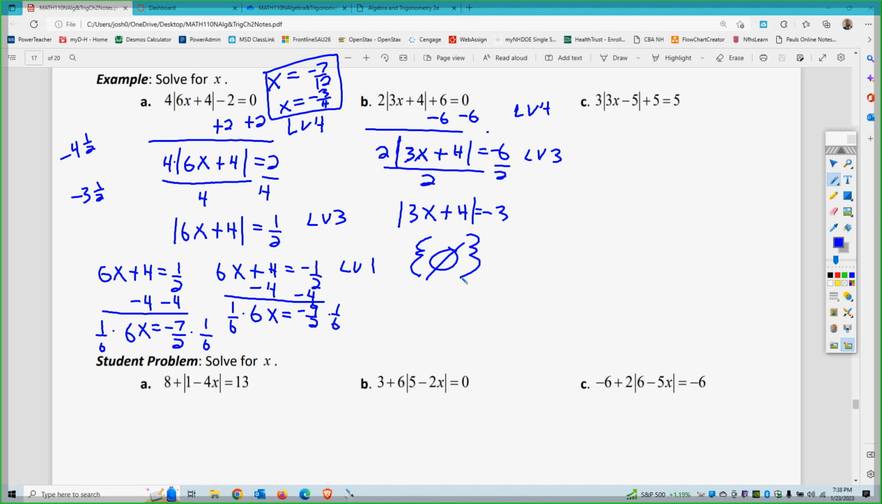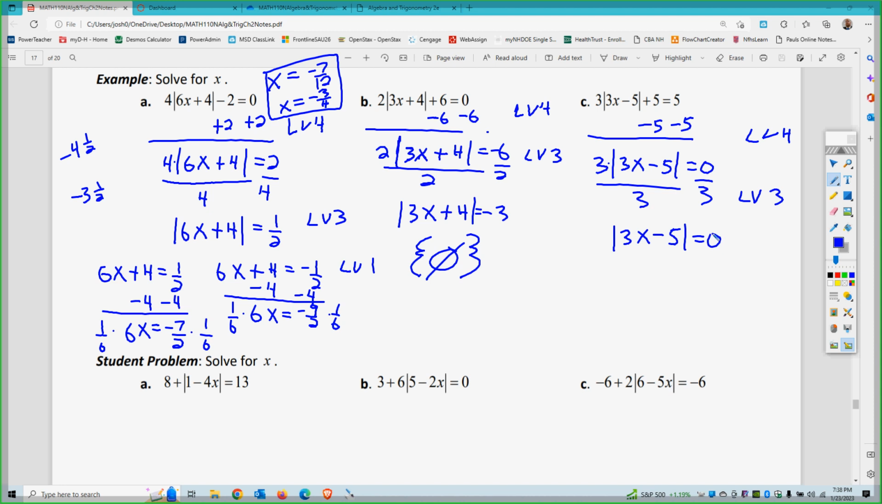All right, next one. So minus 5, minus 5. So 3 times |3x minus 5| is equal to 0. That's level 4, adding and subtracting. We'll divide by 3, so level 3, multiplying and dividing. We get 0. Exponents and radicals, there are none. So we're going to go right to level 1. So 3x minus 5 is equal to 0. Well, positive 0 and negative 0 are the same thing, right? I only get one answer. So we get 3x equals 5, or divide by 3, x equals 5/3.